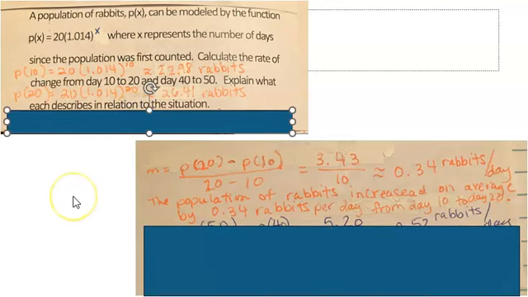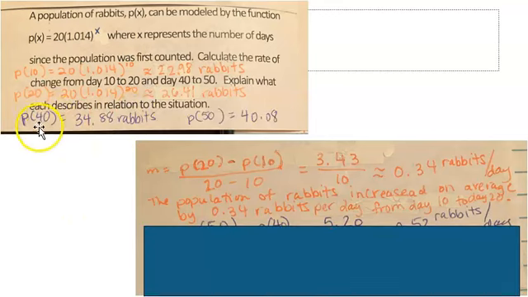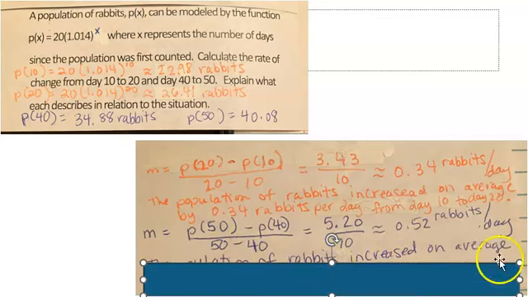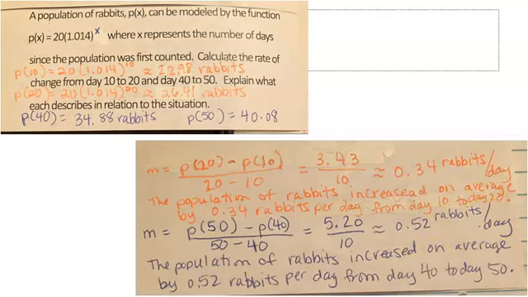Now, if I go to do my second rate of change from day 40 to day 50, p of 40 is 34.88, and p of 50 is 40.08. So if I follow that formula again, I end up with p of 50 minus p of 40 divided by 50 minus 40. That gives me 5.2 divided by 10, which is 0.52. Again, I have rabbits per day, so my population of rabbits is now increasing on average by 0.52 rabbits per day from day 40 to day 50.